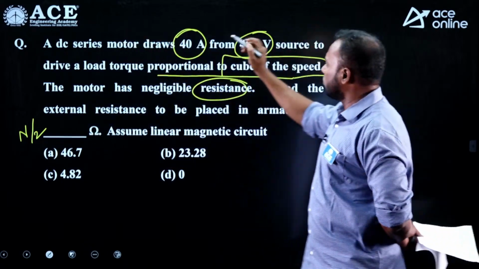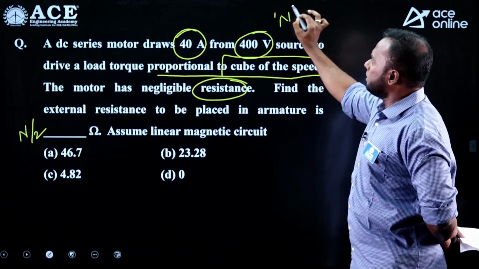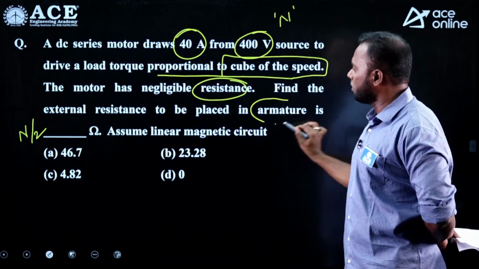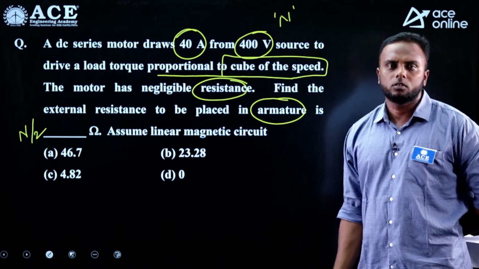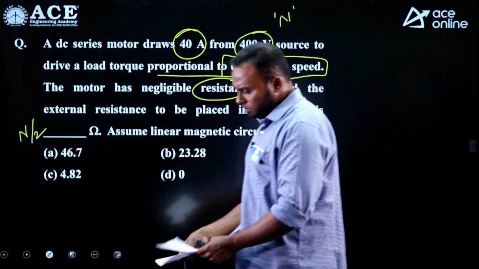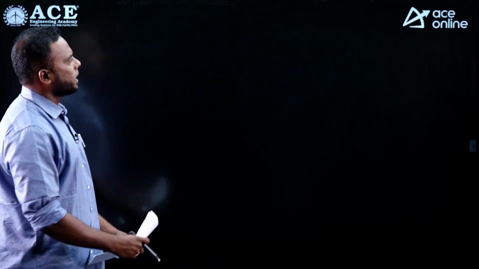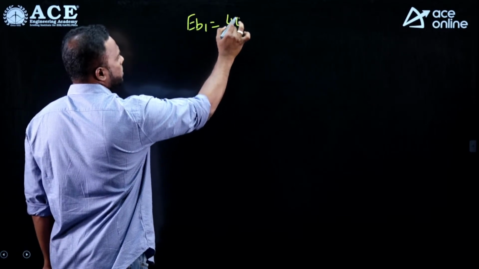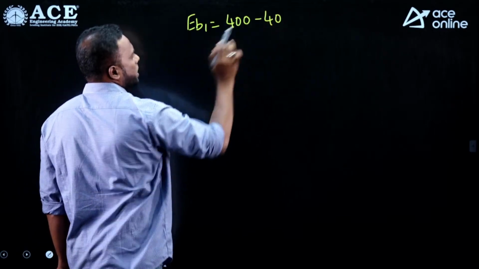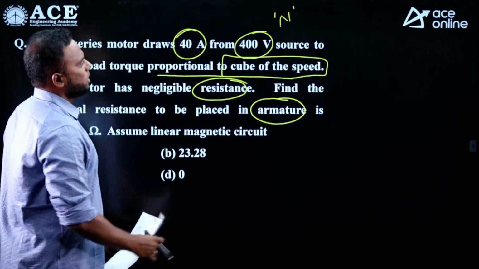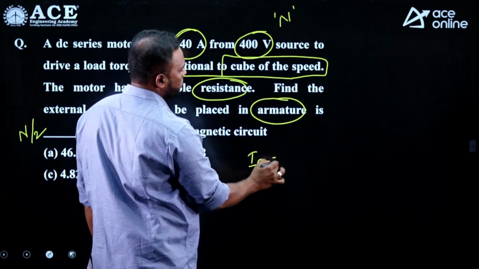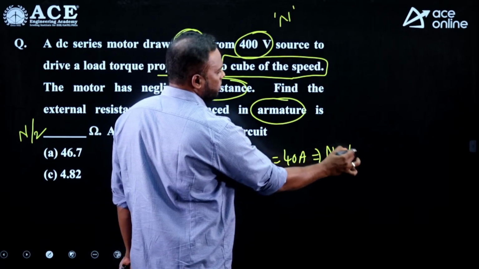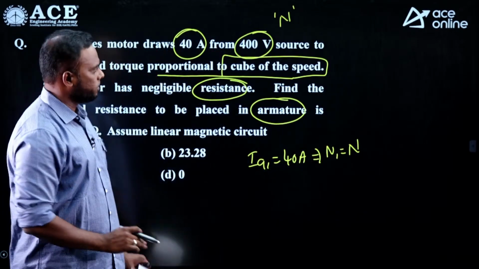Initially, whatever the speed at which it is rotating, let it be rotating at N, then we have to reduce the speed to half. For that, how much resistance do we need to add in series with the armature? So this is the armature resistance control method. What is the procedure? First, calculate the initial back EMF of the motor: 400 minus Ia, where 40 is given. So Ia1 is initially 40 amperes. Let the motor be rotating at N1 equal to N at that time.